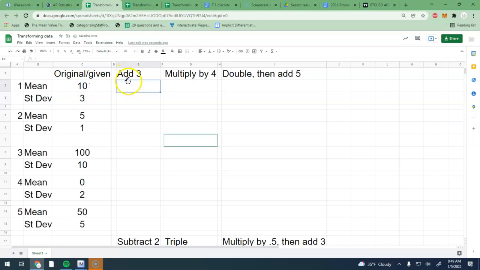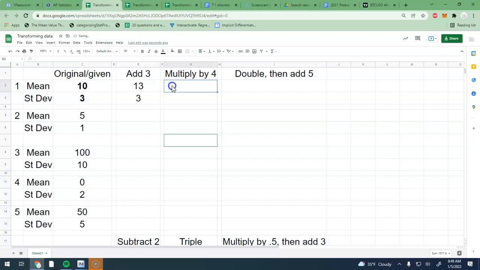Let's say I add 3 to every single data point. What's the new mean? We're starting here. The new mean would be 13, and the new standard deviation would still be 3, right? And then what if I multiply by 4? What I'm trying to say is multiply the original by 4. So we're still going off this 10, 3. Everything you do is based off the original.